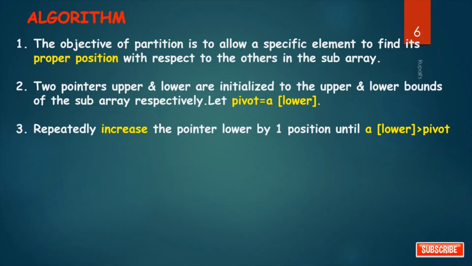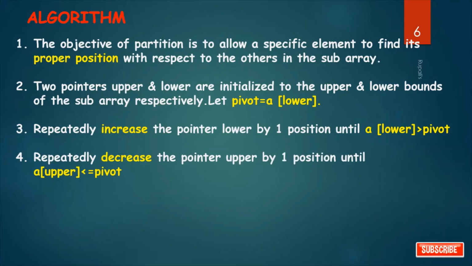Repeatedly increase the pointer lower by 1 position until a[lower] is greater than pivot. So you have to increase the lower pointer by 1 until the value where the lower pointer points is greater than the pivot element. Repeatedly decrease the pointer upper by 1 position until a[upper] is less than or equal to the pivot element. So you have to decrease the upper pointer by 1 till we get an element where a[upper] is less than or equal to the pivot element.